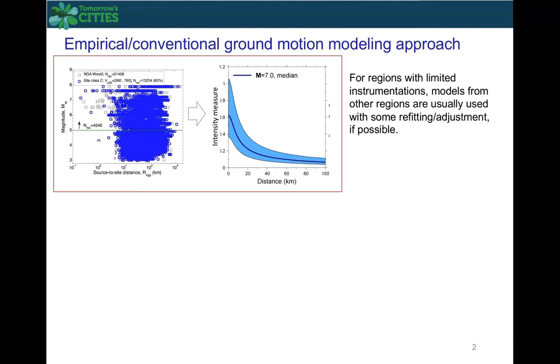The empirical ground motion models that are conventionally used in research and practice are based on the recorded ground motions from past events and an average model that is fitted through the intensity measures of those ground motions with an uncertainty around the average estimates. For regions such as Nepal with limited instrumentation and recorded ground motions, ground motion models from other seismic locations in the world are usually used with some minor adjustments to the properties of ground shaking in the location of interest.